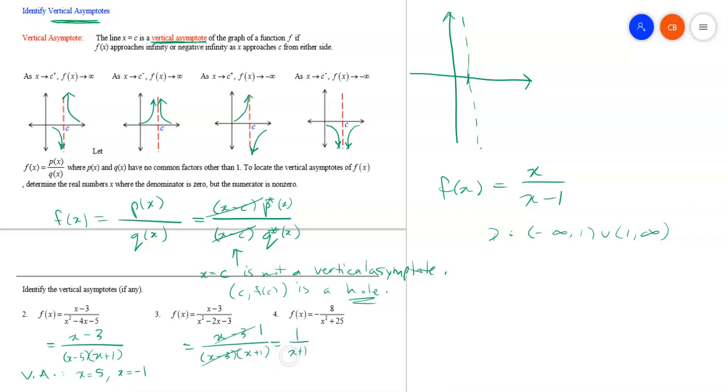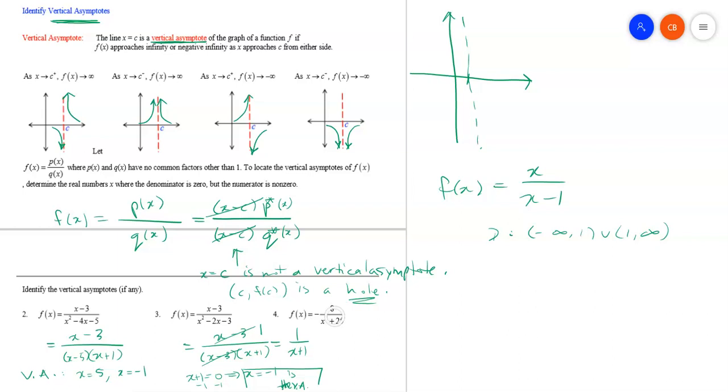So the only vertical asymptote is the value that will make x plus 1 be equal to 0. So of course we can subtract 1 from both sides. So x equals negative 1 is the vertical asymptote for this problem.